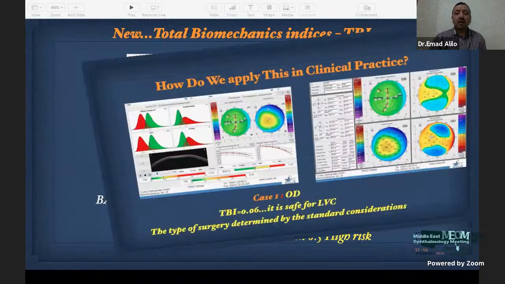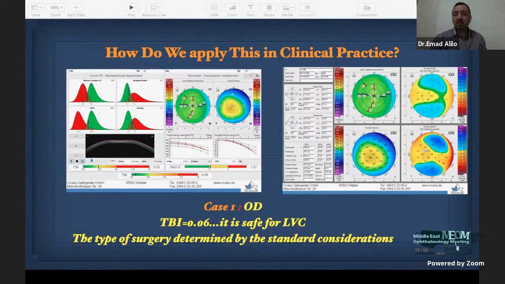So how can we use these new tools in decision making in our cases? This is the first case. You can see the suspicious topography in the right eye, while when you do the Corvis test, the biomechanical test, the TBI in this case is 0.06. So it is safe to proceed with laser vision correction.